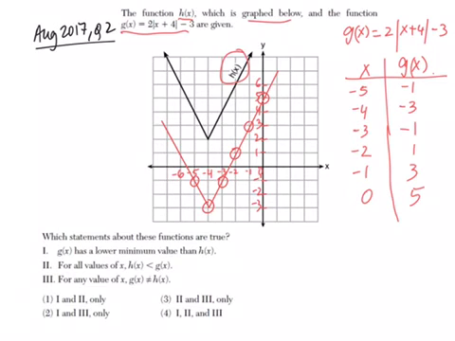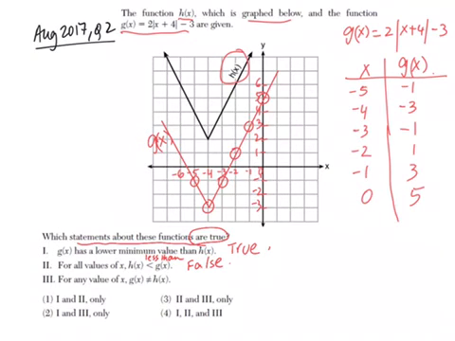So this is gx, this one. Now let's compare. Let's see which statements are true. Right, gx has a lower minimum value, that is true. For all values of x, hx is less than gx. I don't think so. Look at hx. Is it above gx or is it less than? This is less than. So this is false. And then for any value of x, gx is not equal to hx.